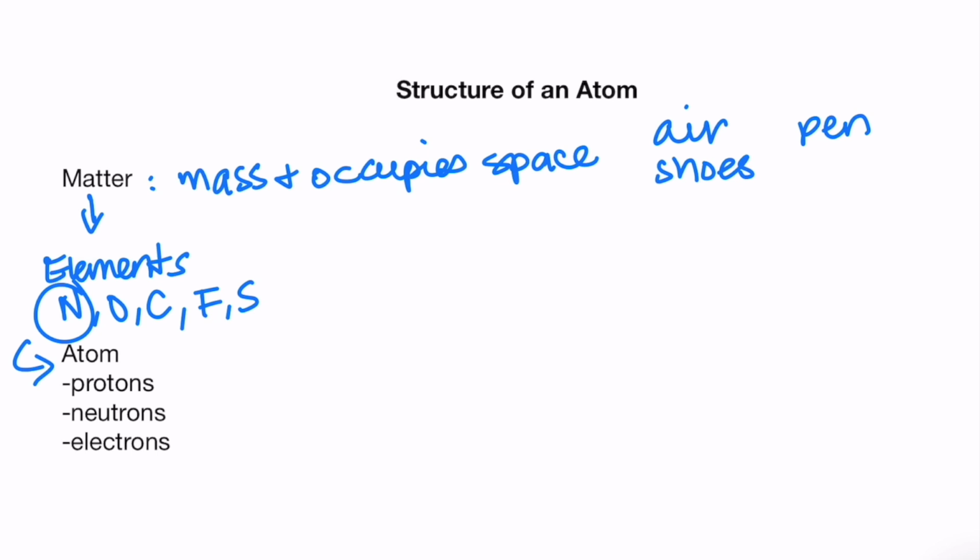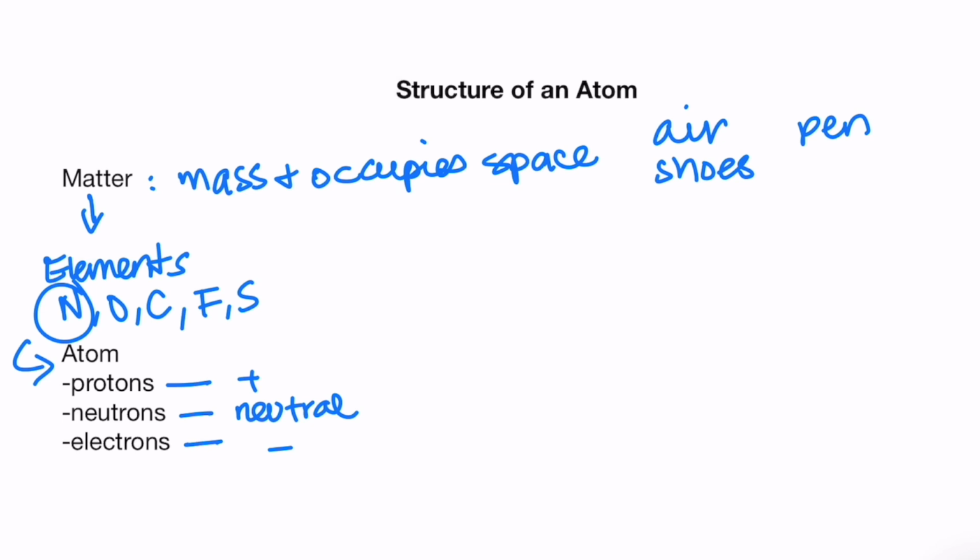So atoms are made out of three subatomic particles. Those are protons, neutrons, and electrons. Protons are positively charged, neutrons are neutral, they have no charge, and electrons are negatively charged.